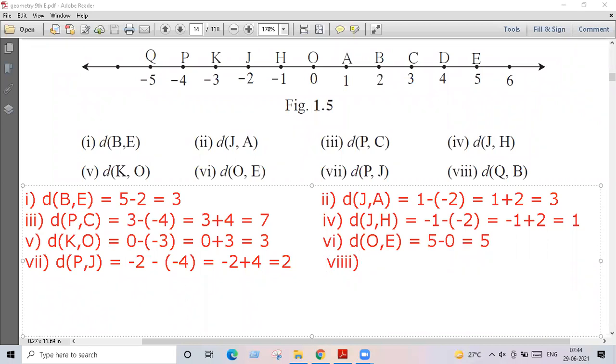Okay. So what is the distance? Distance between Q and B. Q is minus 5, B is 2. So 2 minus minus 5 is equal to 2 plus 5. That is 7. The answer is 7. So this is the answer of question number 1, where we have found out the distances between the given points.